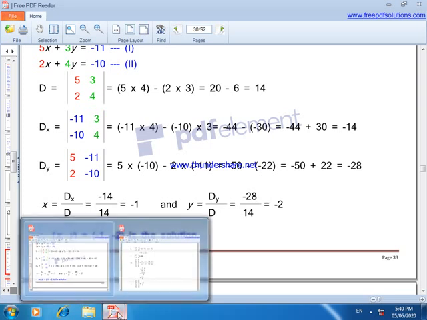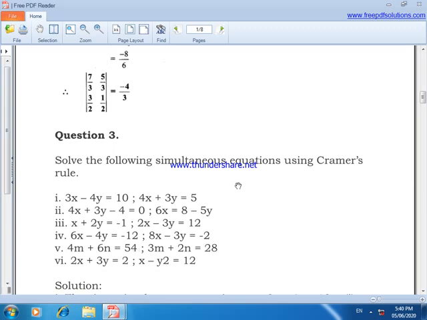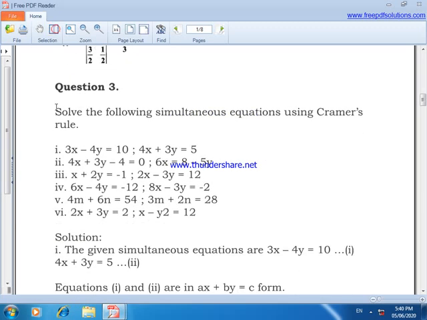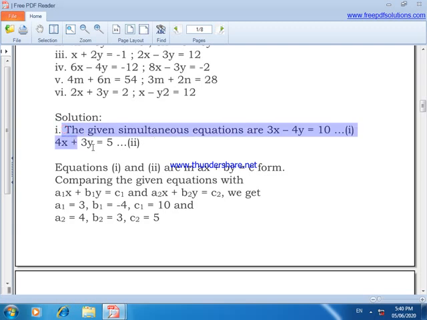So now see the examples which are given in practice set 1.3. Here the question: solve the following simultaneous equations using Cramer's rule. The first example is 3x minus 4y is equal to 10 and 4x plus 3y is equal to 5. While solving this equation, we have to compare the given equations with ax plus by is equal to c, or write the equations in the form of ax plus by is equal to c.